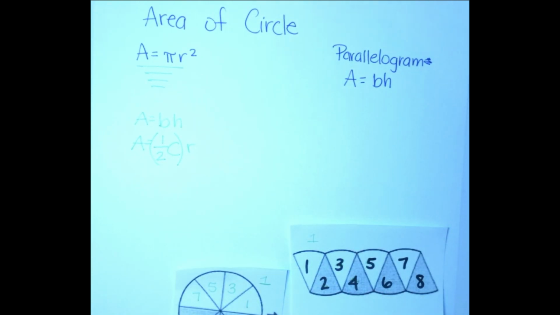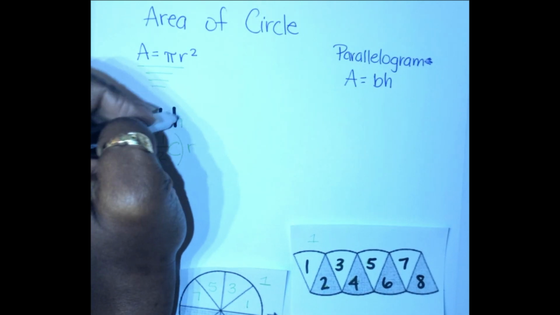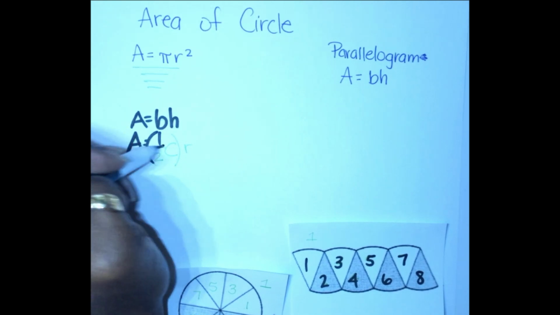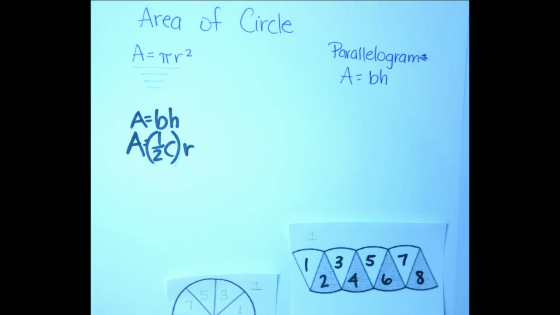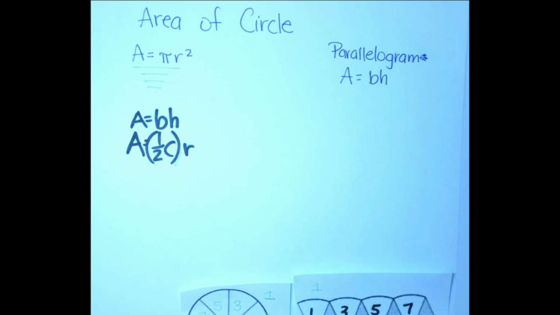Okay, so that's how we've gone. Let me use a different color because this one is not showing. We'll say area is equal to base times height. And then just rewriting that, that is the same thing as 1/2 of your circumference times the radius. Okay. So now we just need to go a step further. So what about this 1/2 of the circumference?